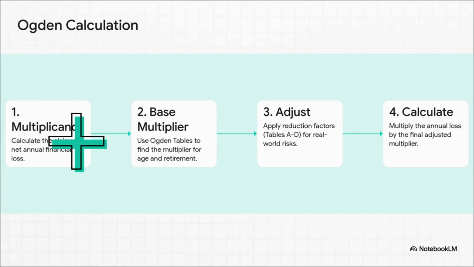2, you find the starting multiplier in the Ogden tables. 3, and this is the step people always forget, you have to adjust that multiplier for real-world risks, the chance of being unemployed anyway. And finally, 4, you do the big multiplication.